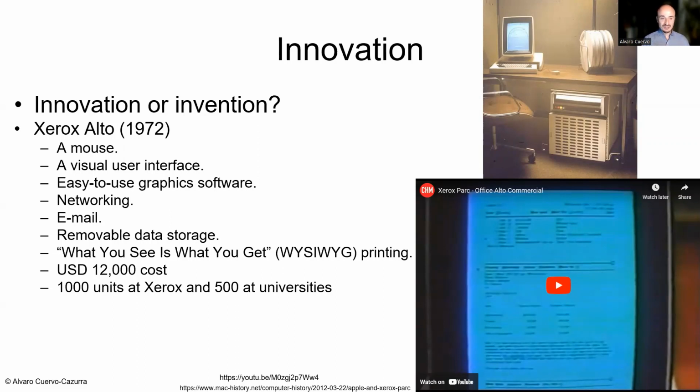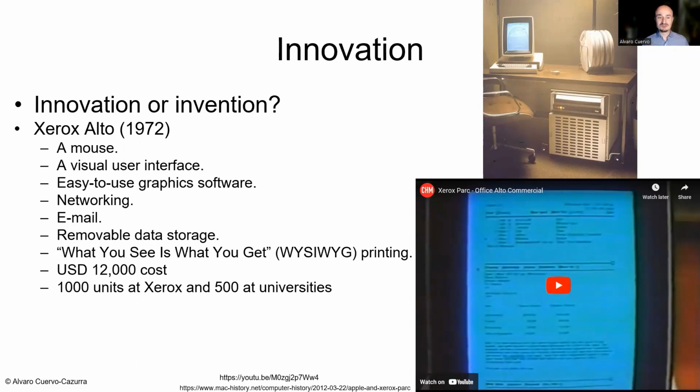It had the graphic software. You could network with it. You could send emails, what we now call emails. You could remove the data storage and add some more. In terms of printing, what you saw on the screen is what you got when you were printing. Fantastic idea. It worked very well. The only challenge, or one of the challenges they faced, was that it was $12,000.